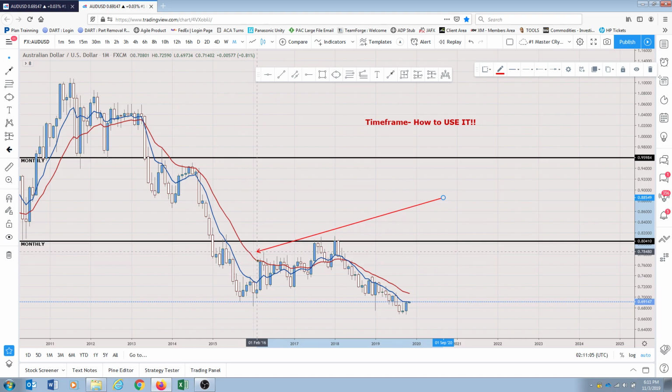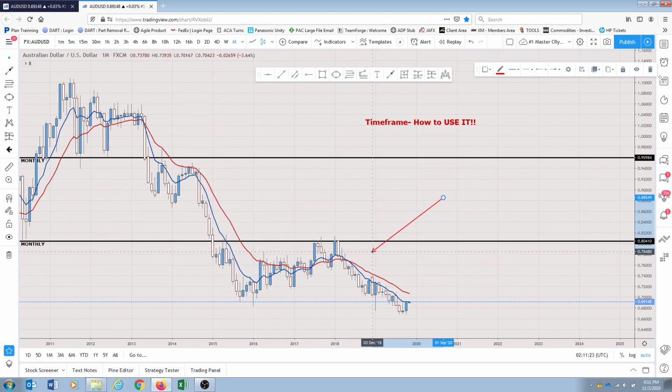See how the separation between the red and the blue is large. It's trending down quickly. So all you do is mark up your charts, move down to the lower time frame, and look for sell opportunities.